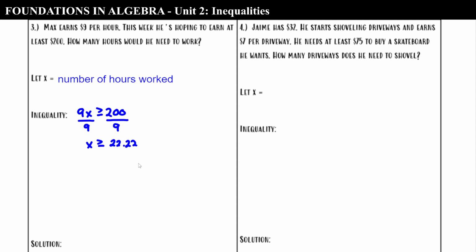And if we, and I believe that's repeating. Now, if we assume that he can't work a fraction of an hour, if he gets 22 hours worth of work, he won't quite reach 200. So we've got to round him up. He needs to work at least 23 hours. So X is going to be greater than or equal to 23.